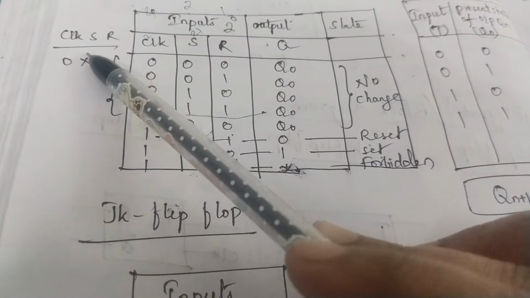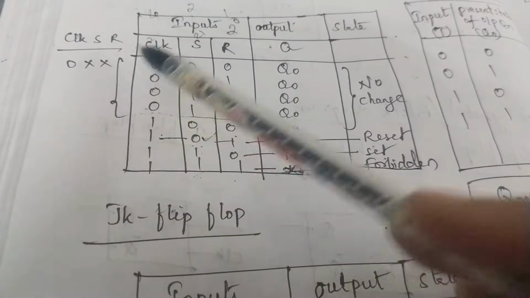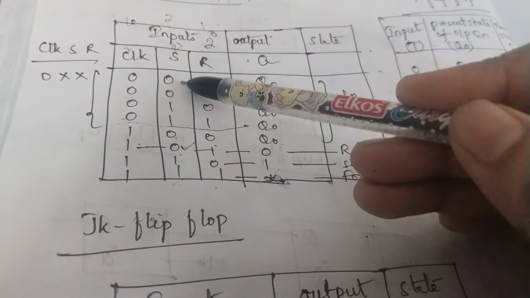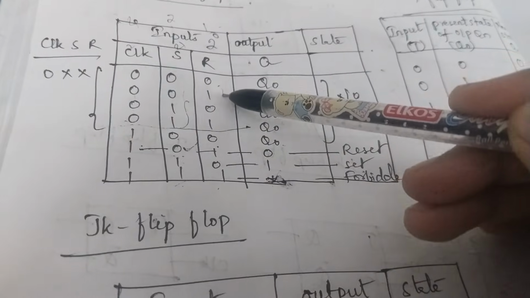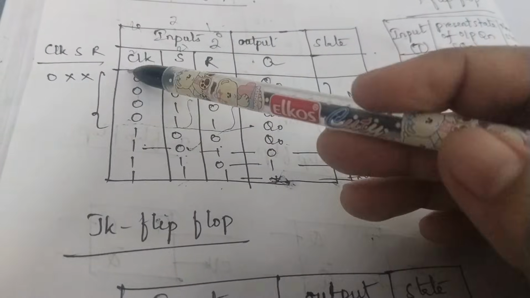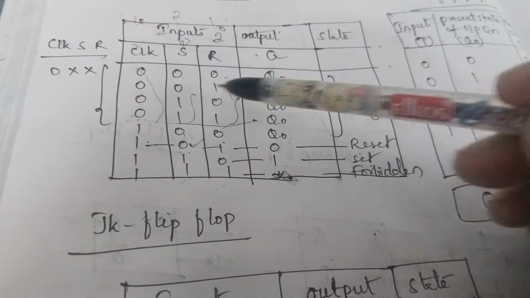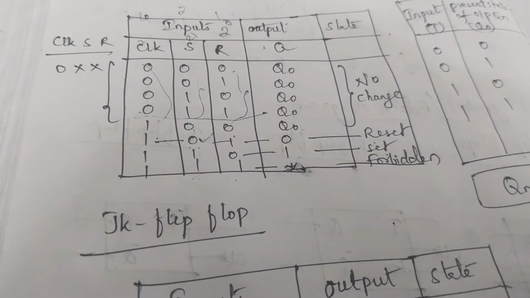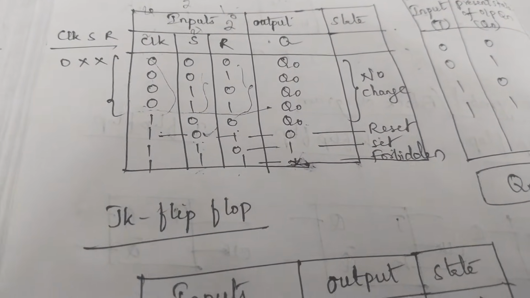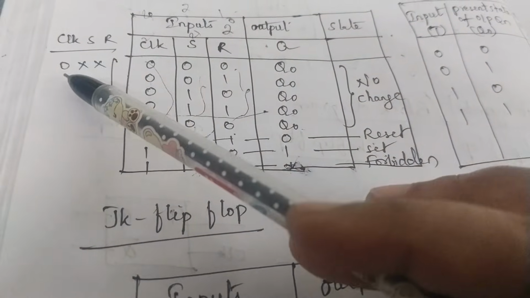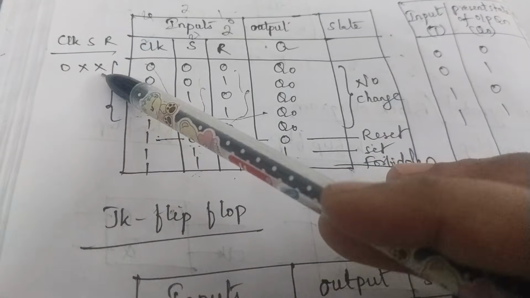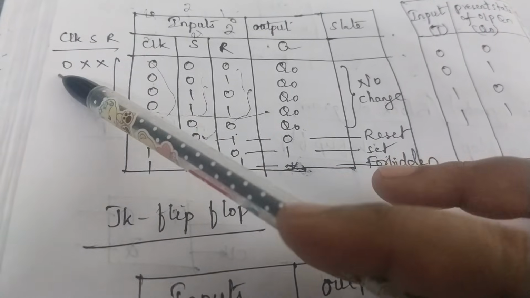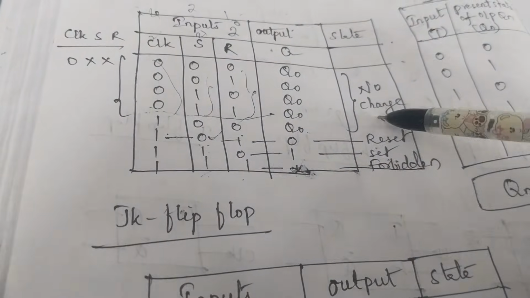If clock is 0 and S's value is X, R value X. Here X means the S value can take either 0 or 1, and R can take either 0 or 1. So unless and until the clock is 1, the flip-flop does not change its output. That's how the textbook gives it: clock 0, S is X, R is X. Irrespective of the values of the inputs, if clock is 0, the output is not going to change.